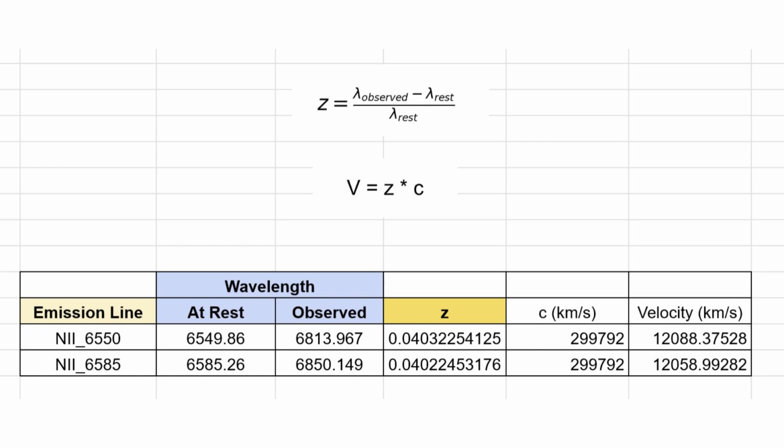Once you have z, getting the velocity is straightforward. And that's just v equals z times c. Yep. Velocity equals z times c, where c is the speed of light. That's about 299,792 kilometers per second. A big number.